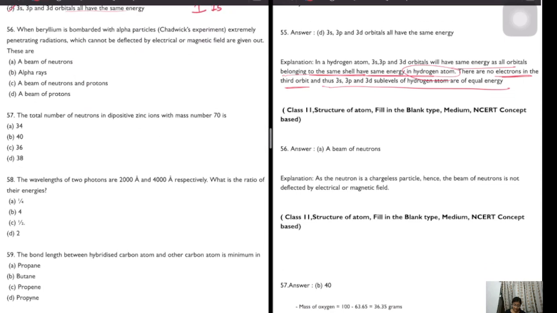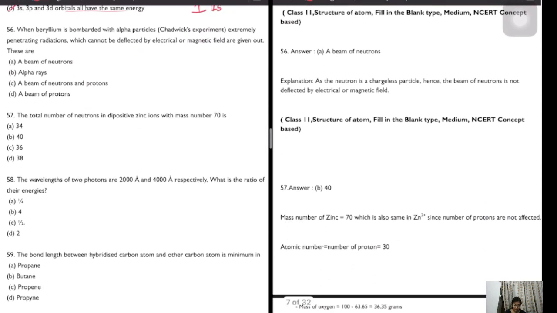The next question says, when beryllium is bombarded with alpha particles, extremely penetrating radiations which cannot be deflected by electric or magnetic fields are given out. We have to tell which one is correct. Firstly, read the question correctly. What is given? That the particle cannot be deflected. In which case will it not be deflected? When it is neutral or chargeless, right?